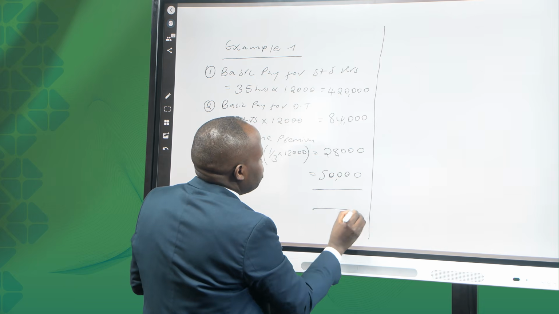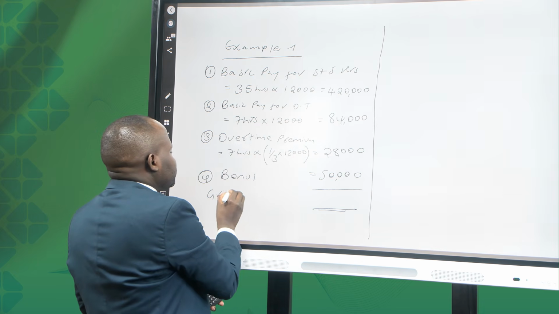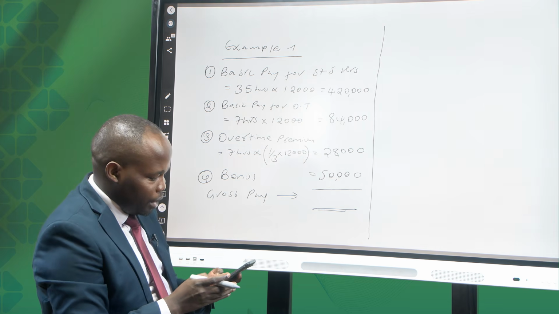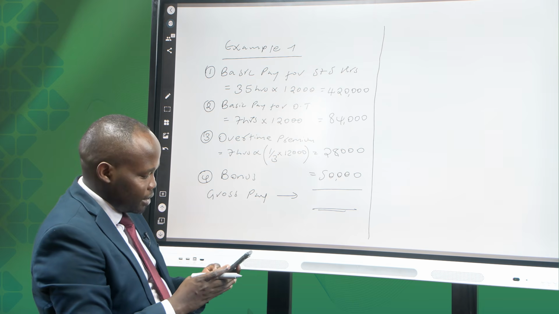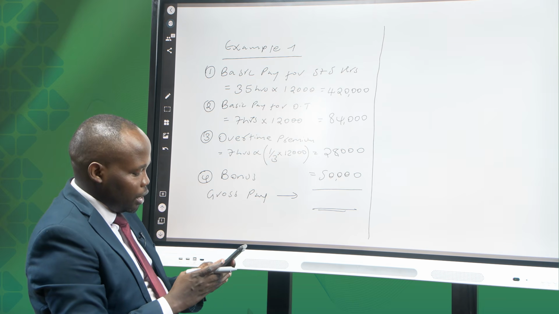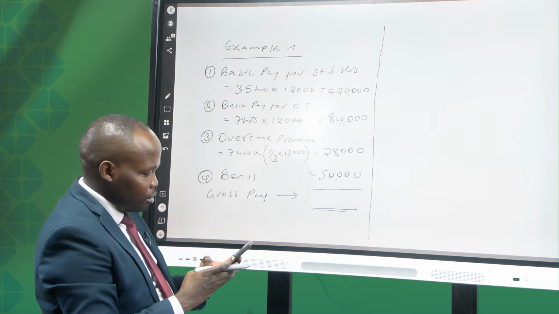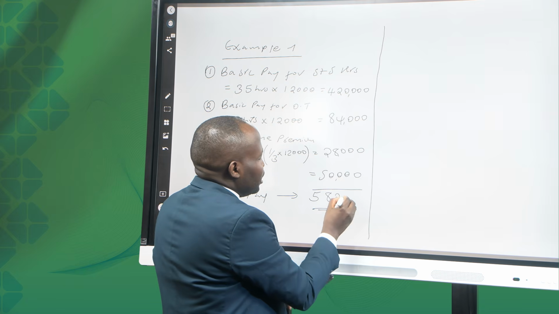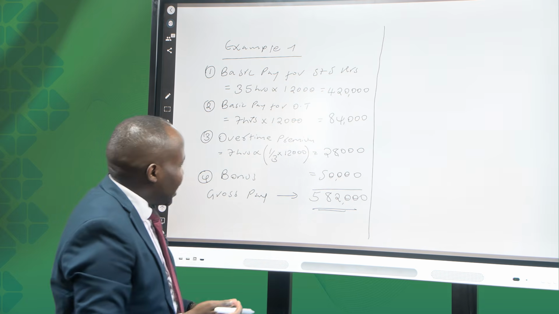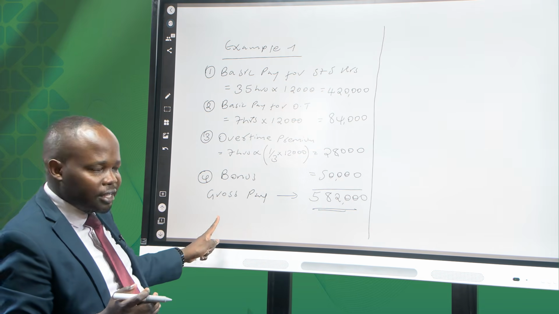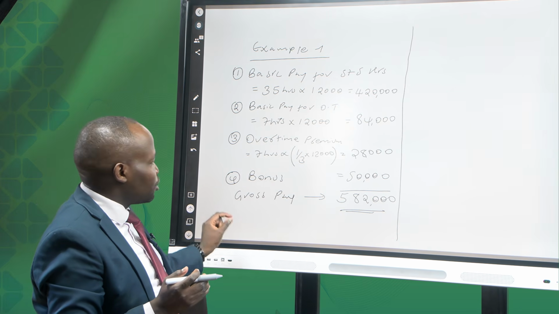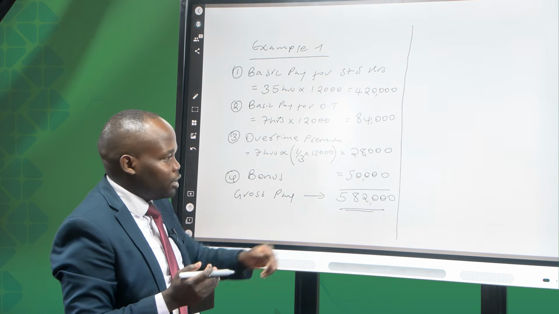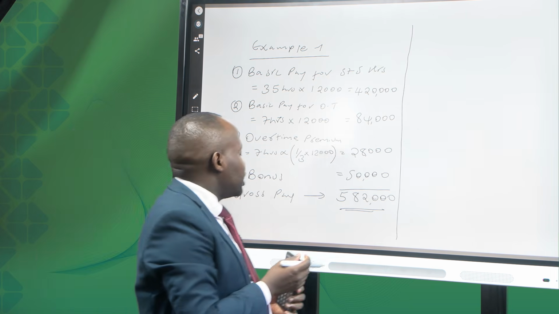So what is the total pay or the gross pay of this employee? The total pay is 420,000 plus 84,000 plus 28,000 plus 50,000. So the gross pay of the employee is 582,000. And then if there is a tax, you deduct the tax to give you the net wage or the net pay. For example, if the tax is 30%, you less 30% of 582. That's the analysis of employees' wage.